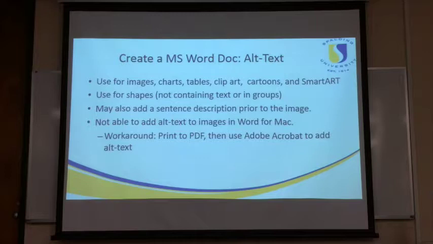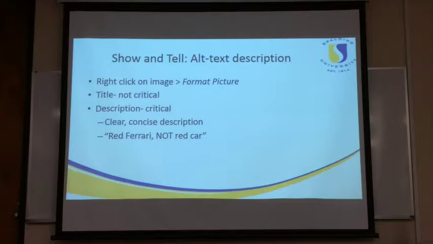Okay, so how do you actually add alt text to an image? Well, what you do is you essentially right click on the image itself. You will have a drop down menu that says Format Picture. That will open up a new window. The window is going to give you two options. It's going to have you input a title and a description. The title is not critical.